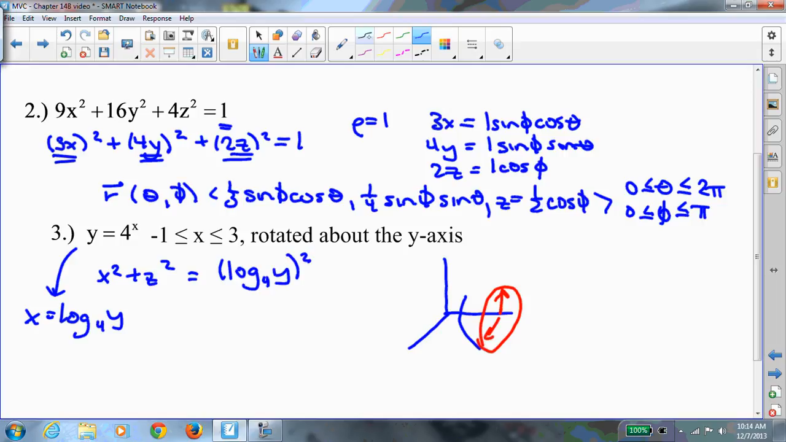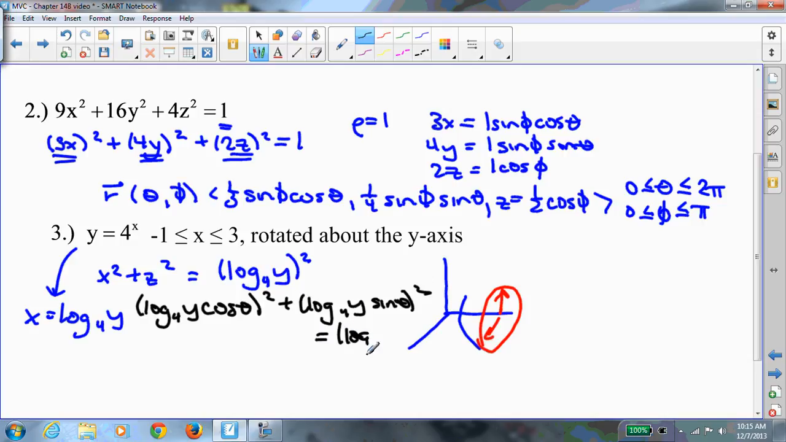So same thing, I'm going to change this to our trig identity. So if I think of cosine squared plus sine squared equals 1, this would mean log of y base 4 cosine theta squared plus log of y base 4 sine theta squared would equal log y base 4 squared. So matching coefficients then, I'm going to let log y base 4 cosine theta equal my x, log y base 4 sine theta equal to z, and then that'll be my last component.